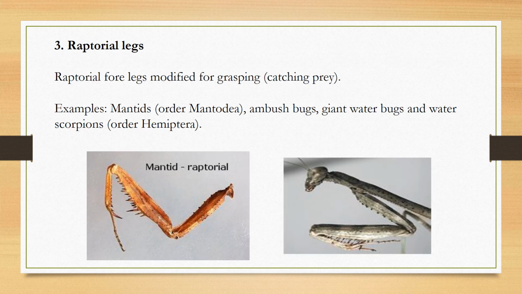Then raptorial legs. Here raptorial legs are fore-legs modified for grasping the prey. We can see the spine arrangement and how the tibia and tarsus are modified for catching the prey by the raptorial type of leg.